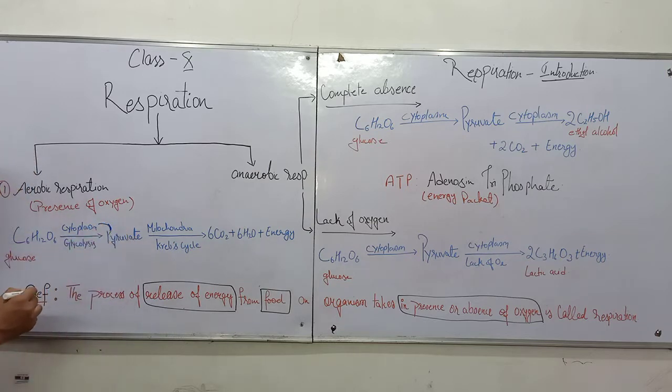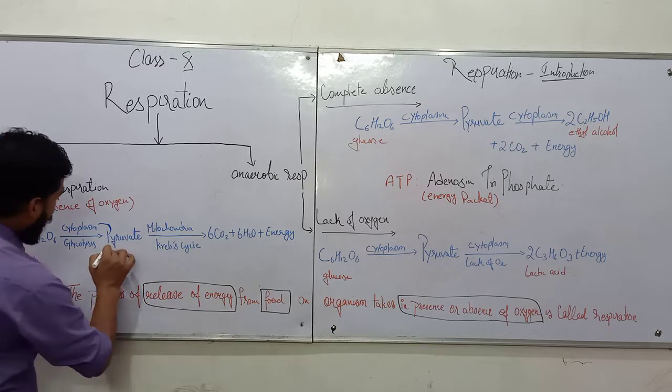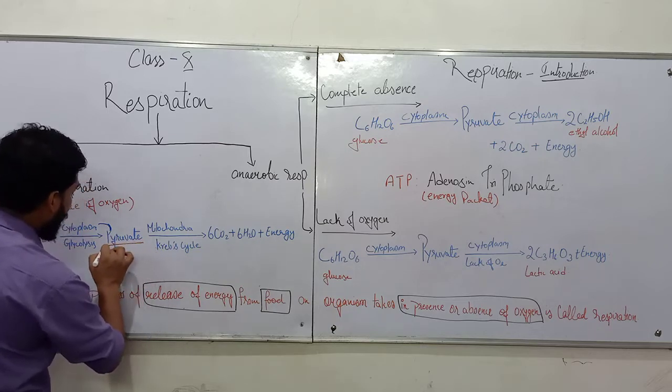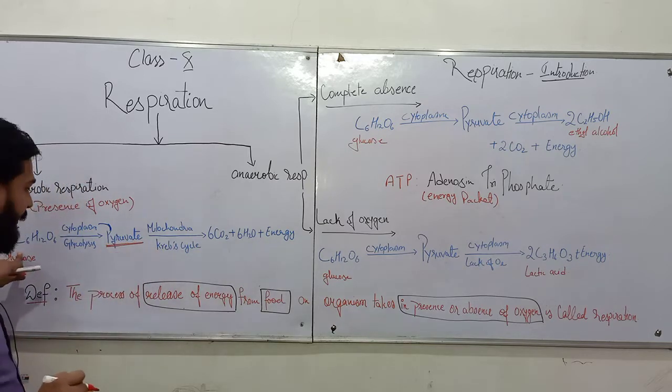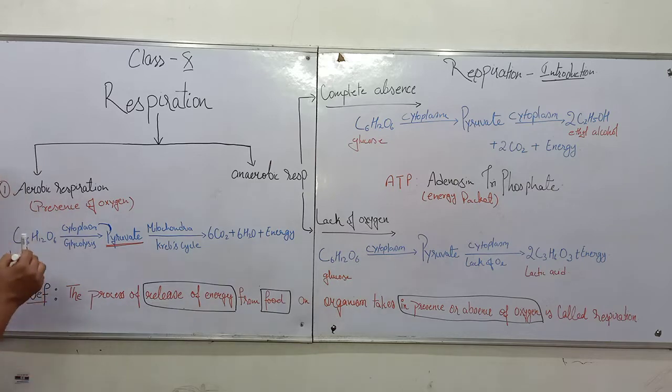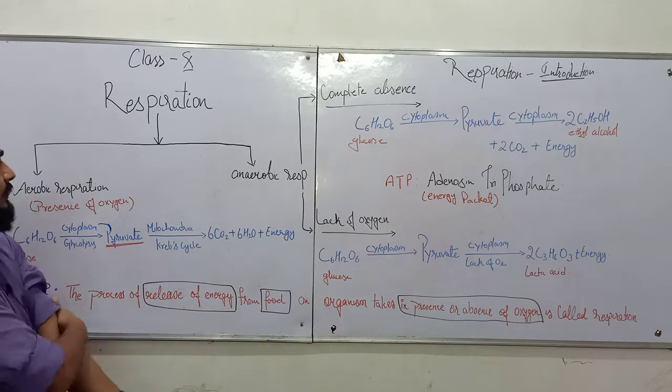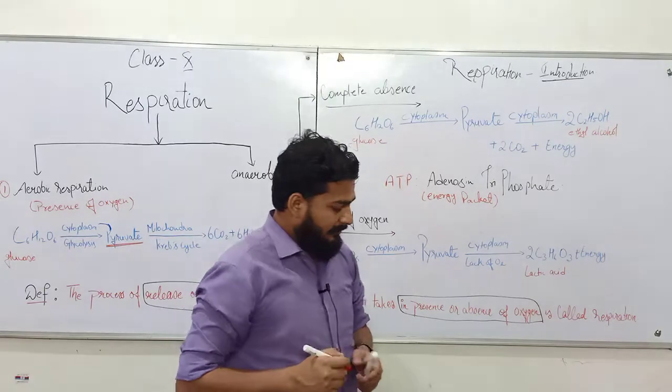This gets converted into pyruvate. Okay, you see here the glucose is getting converted into pyruvate. This is a chemical compound. This I'll try to explain in a different manner.